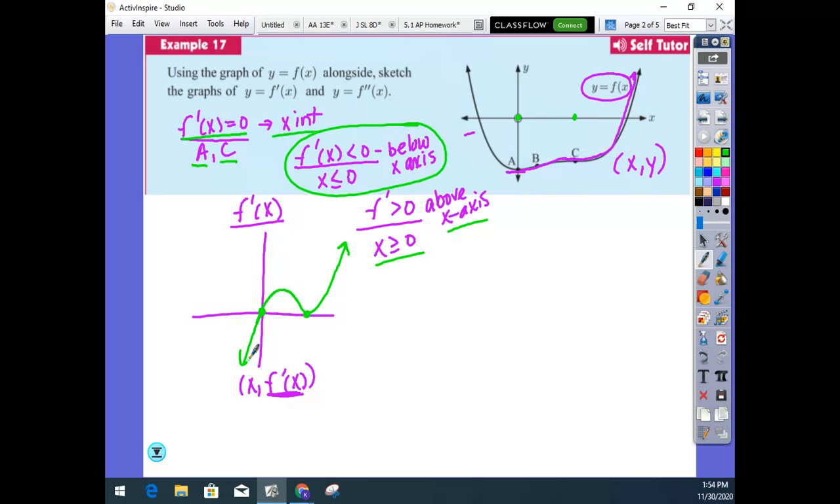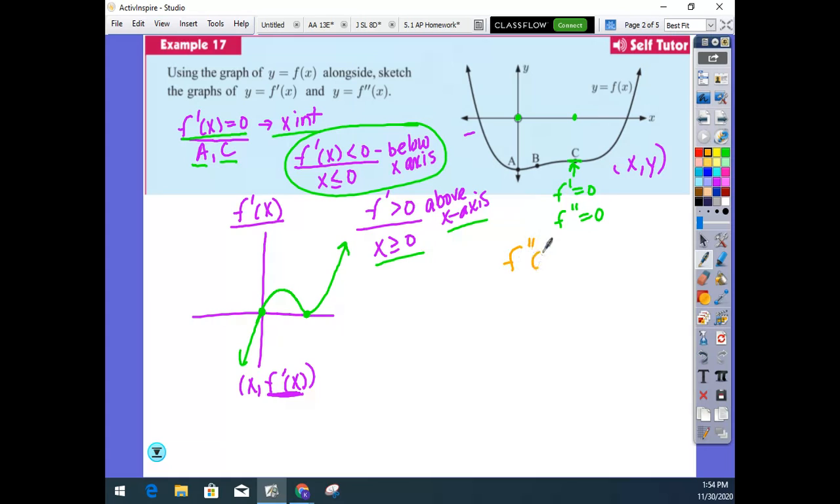All right. Now, the other thing to think about: see how letter C is a stationary inflection. That means at this point, f prime equals 0 and f double prime equals 0. All right. Now, let's do f double prime. We're going to do the same thing.